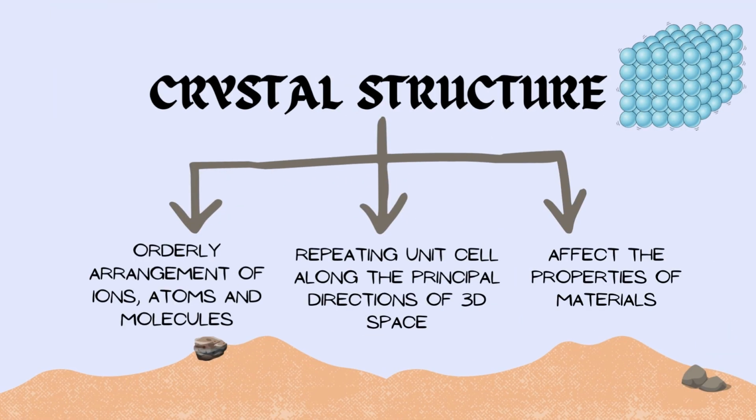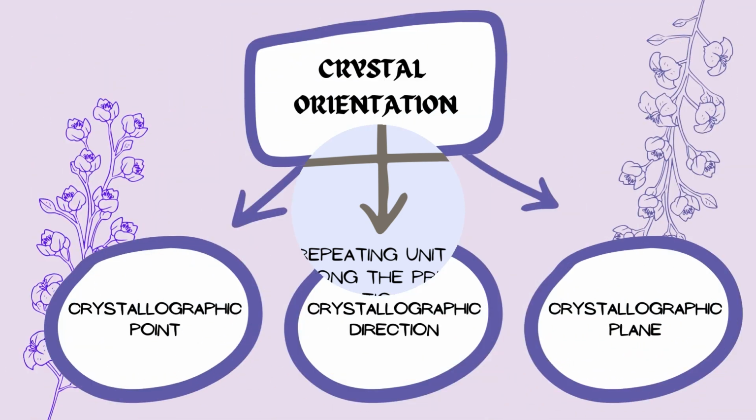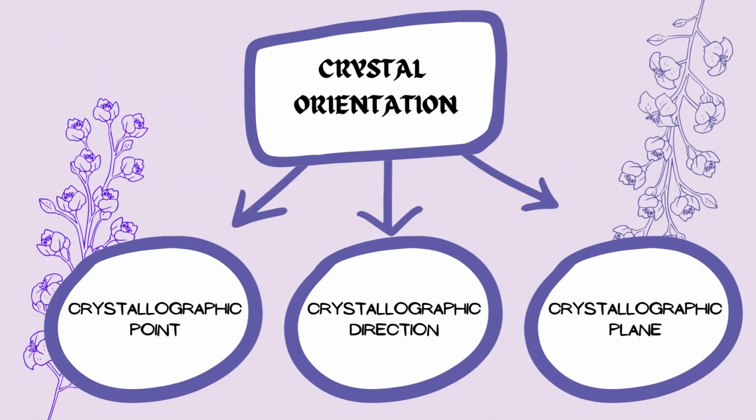Crystal structure is the orderly arrangement of atoms, ions and molecules in crystalline material. The ordered structures occur from internal arrangement of repeating unit cells along the principal directions of 3D space in matter. The crystal structure will affect the properties of materials. Crystal orientation can be divided into crystallography point, direction and planes.